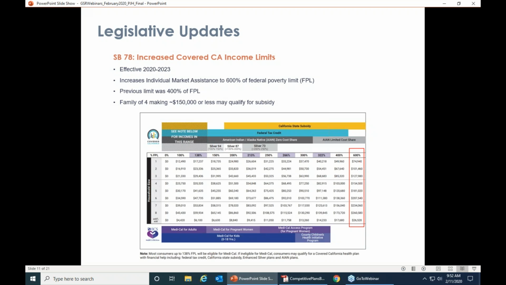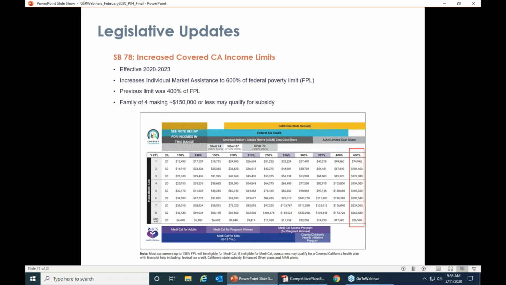And you'll notice on this chart that if somebody is making, typically it's 138% of the federal poverty level. 138% for single individuals, typically $17,000. If you're $17,000 or less, typically you're on Medi-Cal. So those folks will typically go to Medi-Cal.